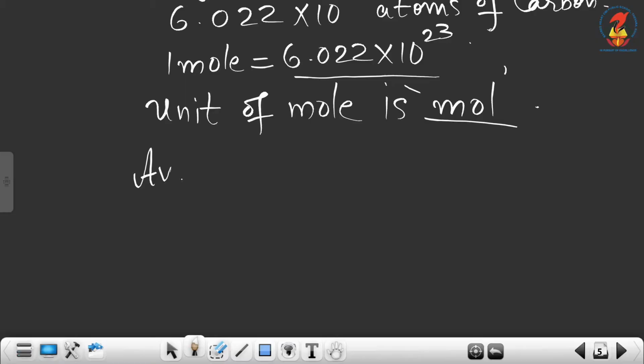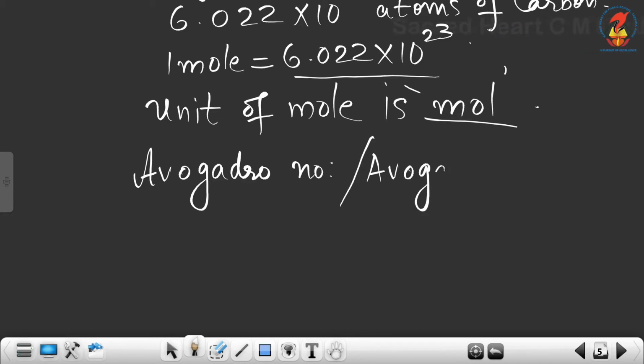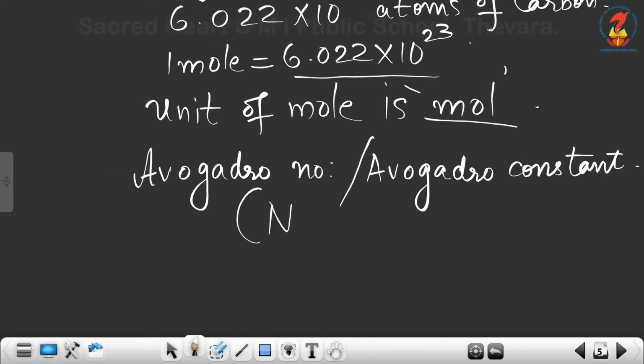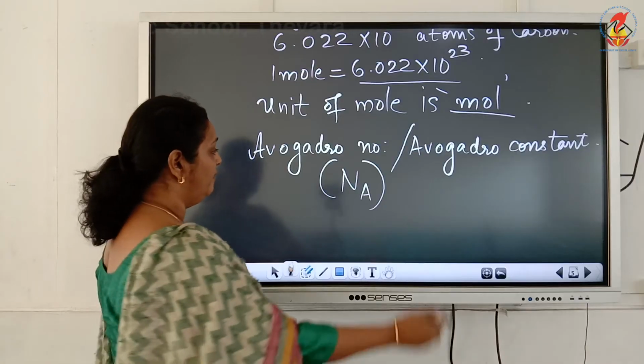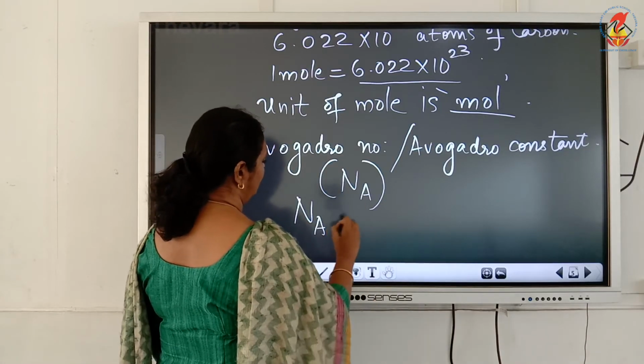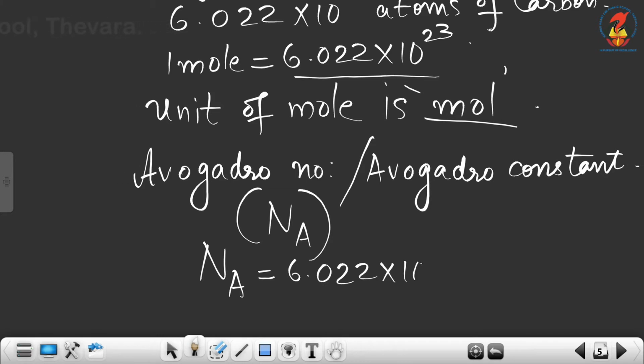So, Avogadro number or Avogadro constant. It is denoted by capital N subscript capital A. So the value of Avogadro number N_A is equal to 6.022 into 10 raised to 23 particles per mole. This is the value of Avogadro number.